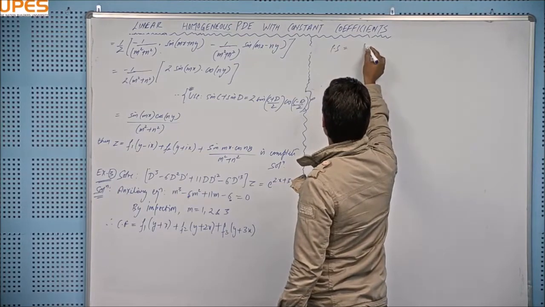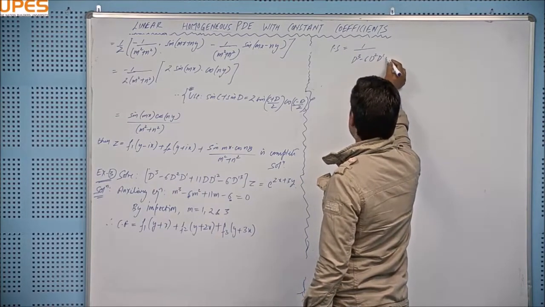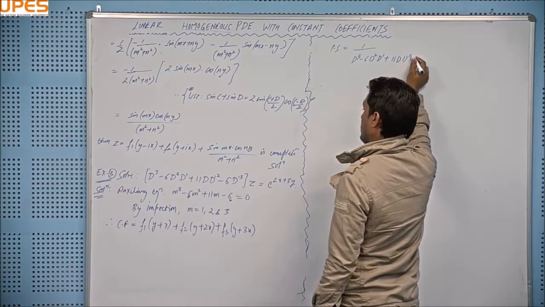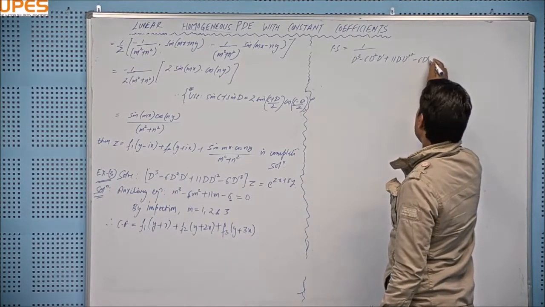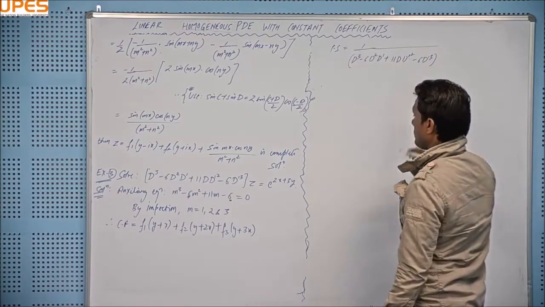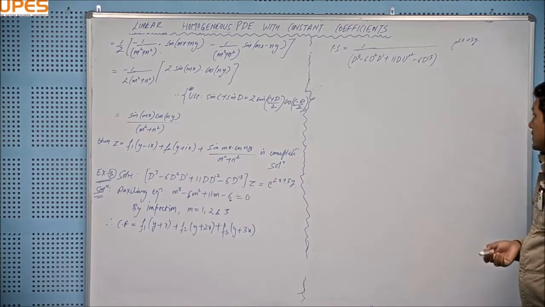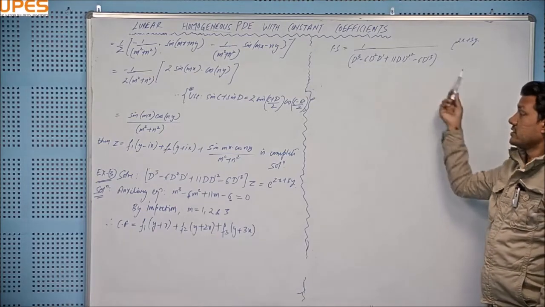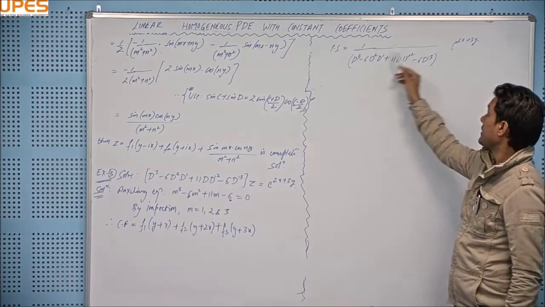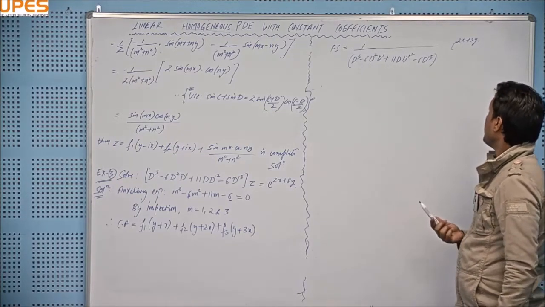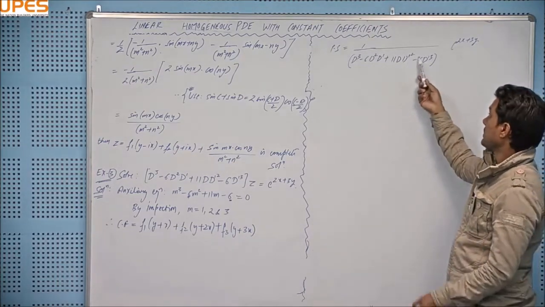particular solution is equal to 1 upon D cube minus 6D square D dash plus 11D D dash square minus 6D dash cube, and here we have e to the power 2x plus 3y, right? So it will be integrated thrice, because 3 is the degree of this polynomial in m, and I have to put D equal to 2 and D dash equal to 3. But putting D equal to 2 and D dash equal to 3 here will be complicated, because I will get some D square and D dash square like terms.